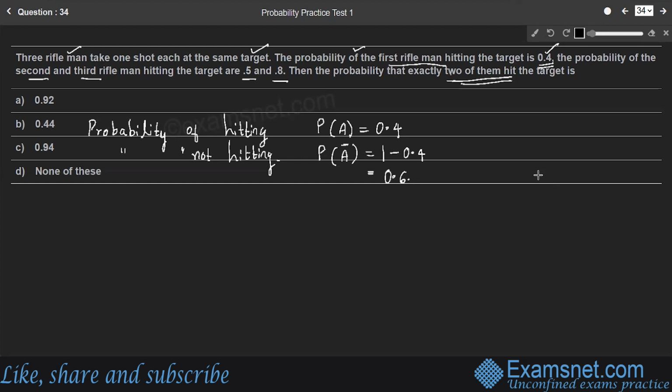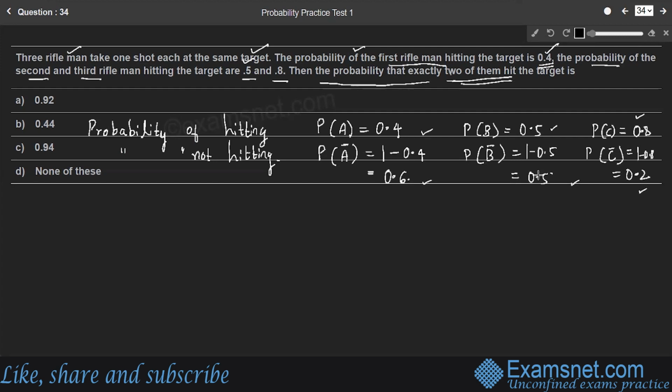For another rifleman, the probability of hitting is 0.5, which is given. So we'll consider PB, the probability of hitting the target by another man, as 0.5. The probability of not hitting, PB prime or PB dash, is 1 minus 0.5, which is 0.5. For the third person, the probability of hitting the target is given as 0.8. Therefore, the probability of not hitting, PC prime, is 1 minus 0.8, which is equal to 0.2. So the first 3 values are probabilities of hitting the target. The last 3 values are probabilities of not hitting the target.